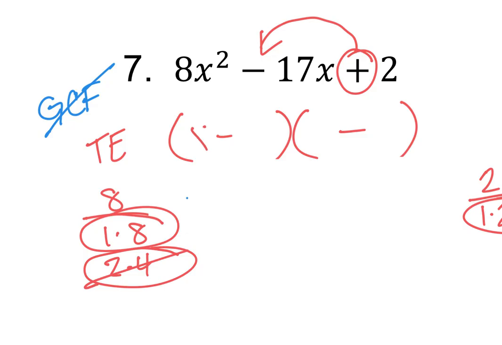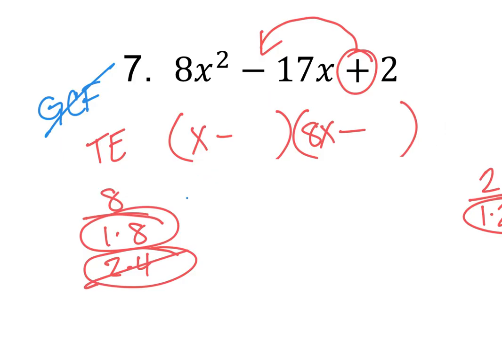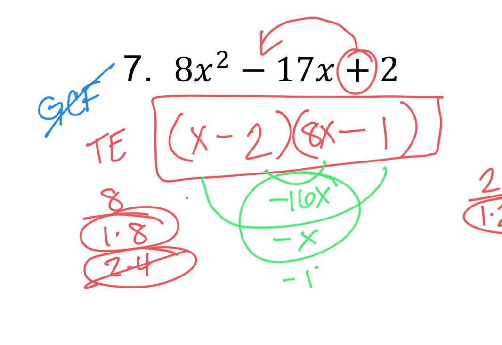So we have 1x, 8x. Then we have our 1 and 2. So our 2 cannot go with this 8, because 2 goes into 2, 2 goes into 8. So let's put our 2 with that x, and our 1 with that 8x. And we are done with this one. And again, it's always a good idea to check just to make sure you're right. So negative 16x, negative x, and yes, those add up. So we know we're correct.